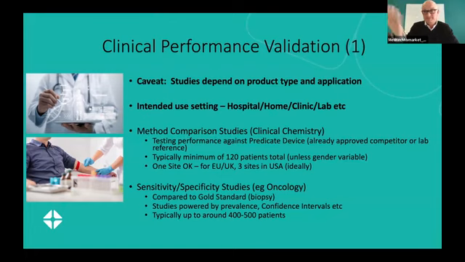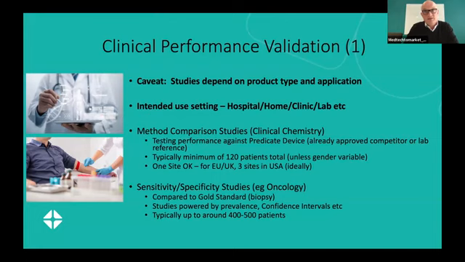It doesn't have to be a near patient test. If you're developing a near patient test, it just has to be an approved lab reference method. Typically, you run 120 patients, so these aren't massive studies unless there's gender variability, of course. And in the UK and Europe, one site is okay for this. In the US, the FDA typically expect 3 sites, all of which ideally should be in the US.